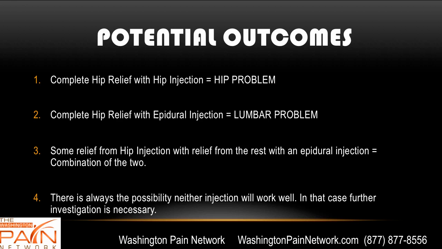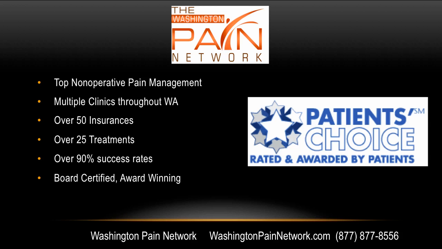So what are the potential outcomes with these diagnostic injections? Well, if you get complete hip relief with a hip injection, then you have a hip problem, no question. If you get complete hip symptom relief with an epidural injection, that's a lumbar spine problem. So those two are very clear cut as to what the diagnostic injection shows. If you get some relief from injection into the hip joint and the rest of the relief comes from an epidural injection, you have a combination of the two. There's always the possibility that neither injection will work well, and in that case, further investigation is needed.